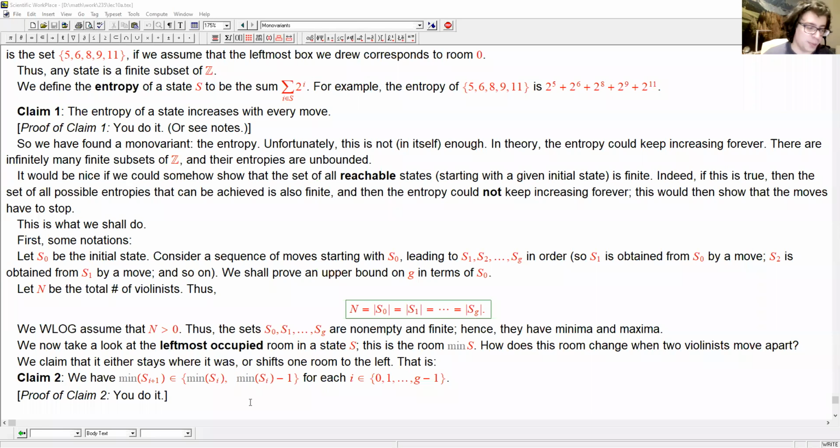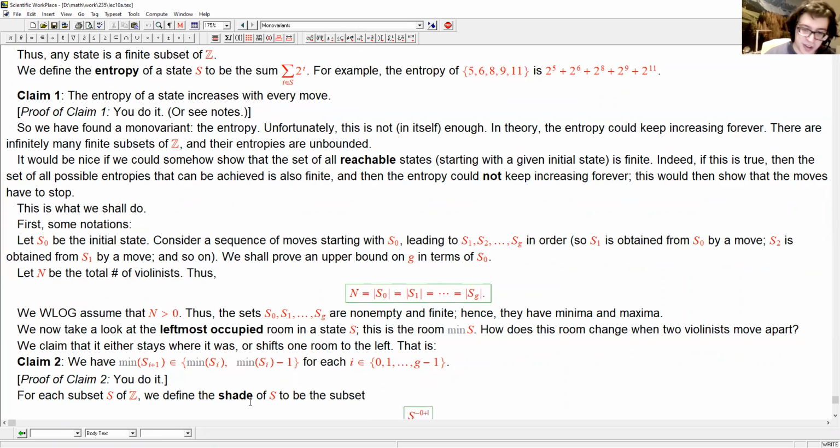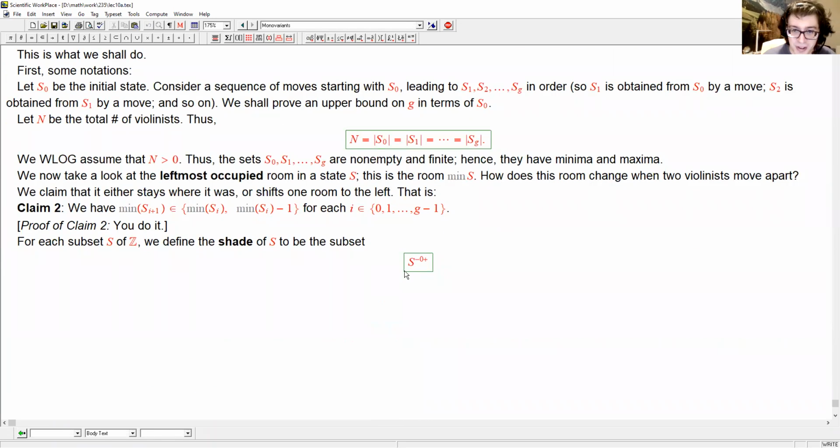More definitions incoming. For each subset S of Z, we define what I'm going to call the shade of S to be the subset, and here is my notation for it. It'll take some getting used to, S minus 0 plus, but you will see why. It's the union of S itself with S shifted by 1 to the left, so the set of all s minus 1 for s in S, and S shifted by 1 to the right.